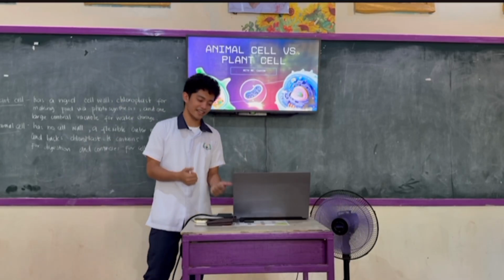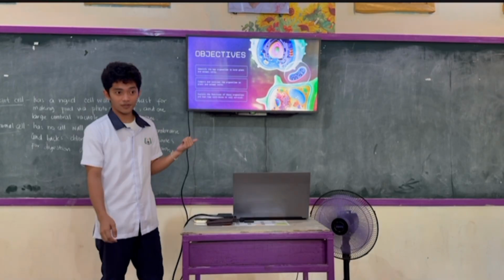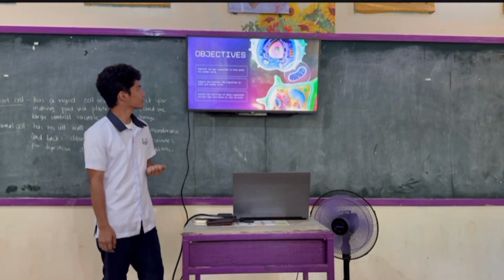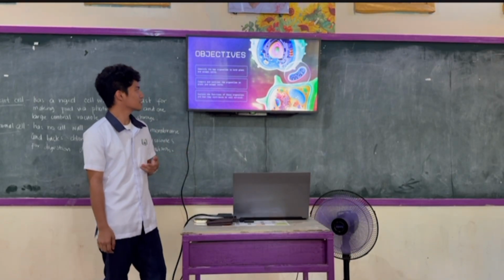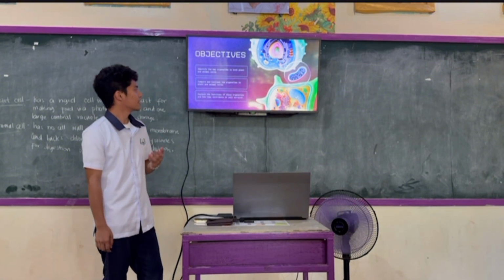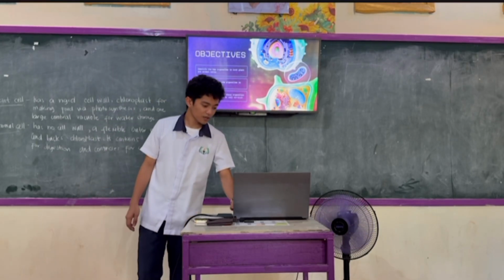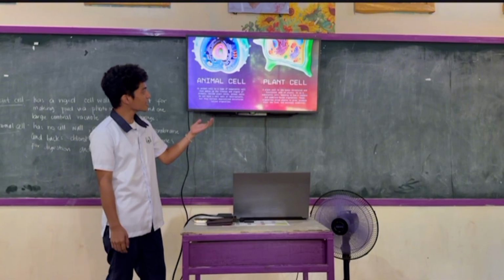So good job, everyone. So now let's proceed with our formal discussion. So this is our objective. Can you read? First one is identify the key organelles in both plant and animal cells. Second one, compare and contrast the organelles in plant and animal cells. The last one, explain the functions of these organelles and how they contribute to cell survival. Very good.